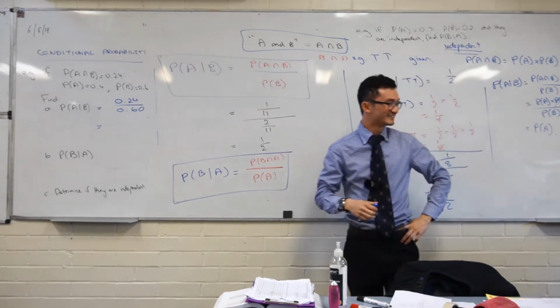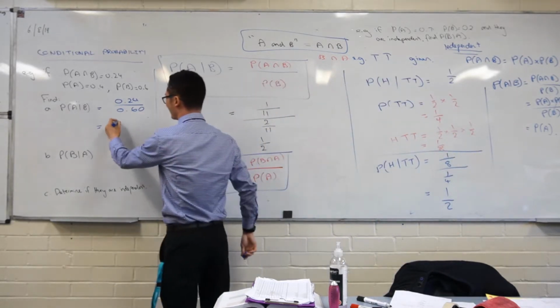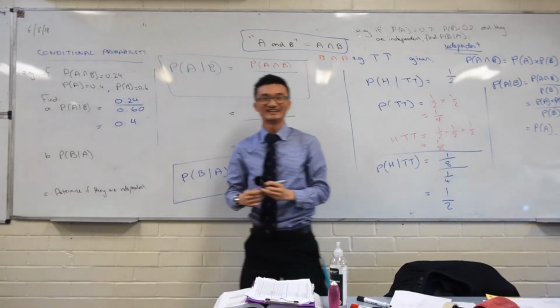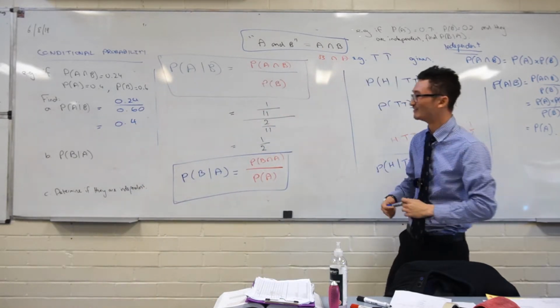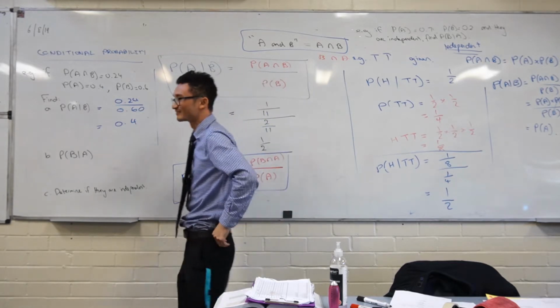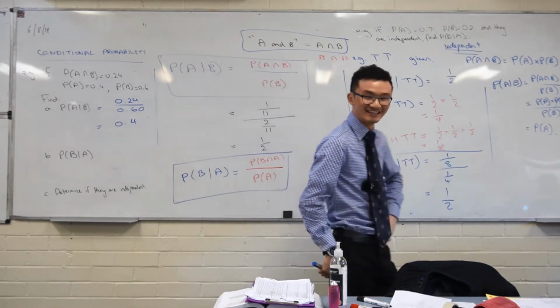James, help us out. It's 0.4. 0.4, I'm happy with that. If they're giving you decimals there, you probably want to leave them in decimals.